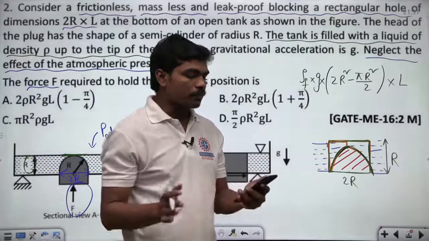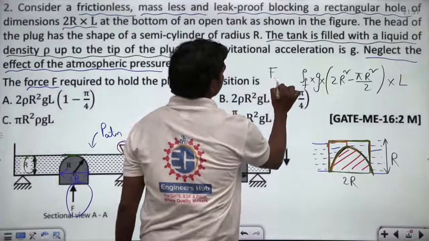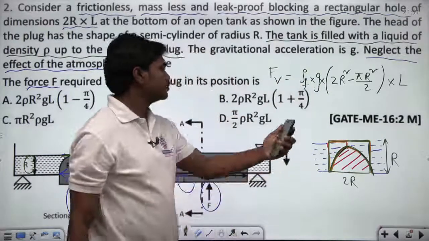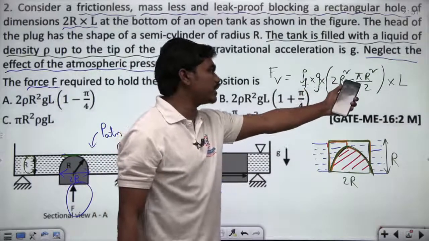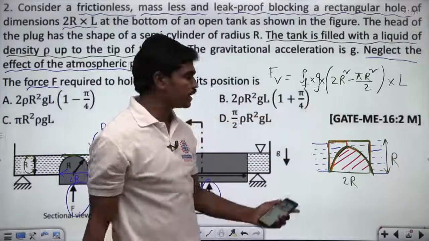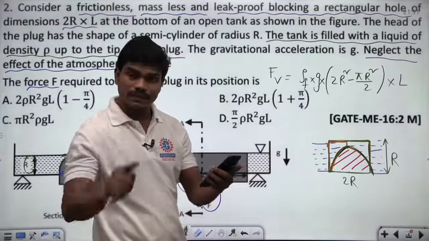So are you all clear till this point? Yes, so please do type in the chat box. Are you all clear with that expression? How did I write this? So this is the vertical force F on this plug. Correct? The vertical force F on this plug is rho f g into 2r square minus pi r square by 2, into L. So are you all clear till this point? If you are clear, please do type in the chat box. Yes, I need responses from all of you whoever is on live.